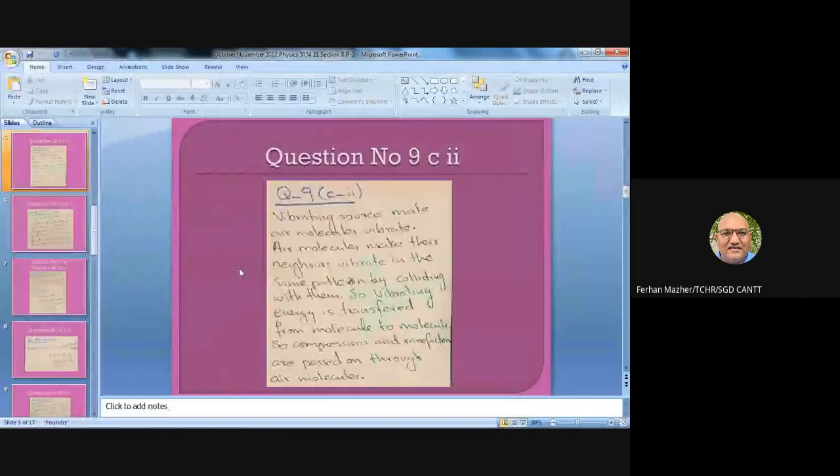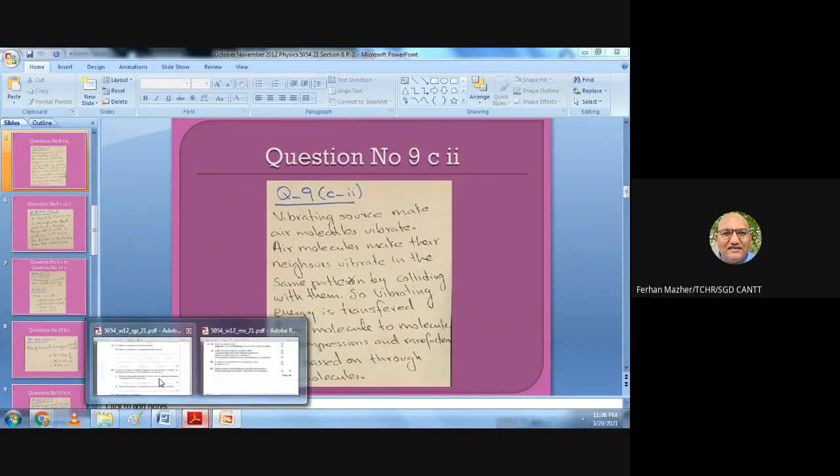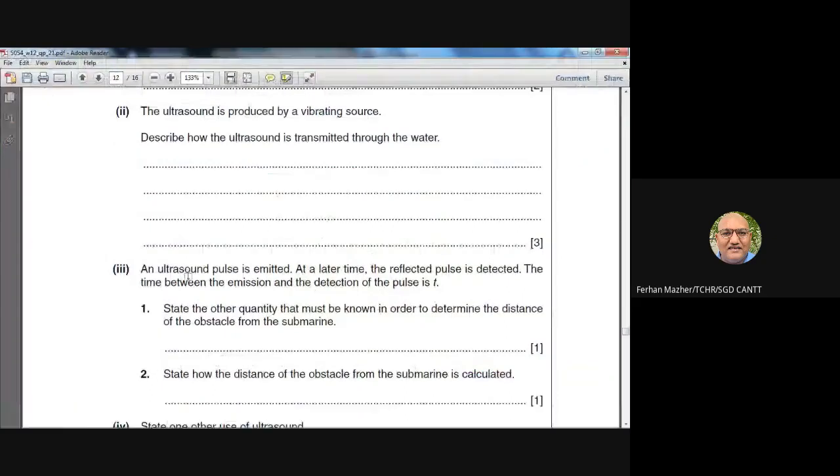Vibrating source makes water molecules vibrate. Water molecules make their neighbors vibrate in the same pattern by colliding with them. So vibrating energy is transferred from molecule to molecule. So compression and rarefaction are passed on through water molecules. So wherever I wrote the word air, you write water. It's a 3-mark question.